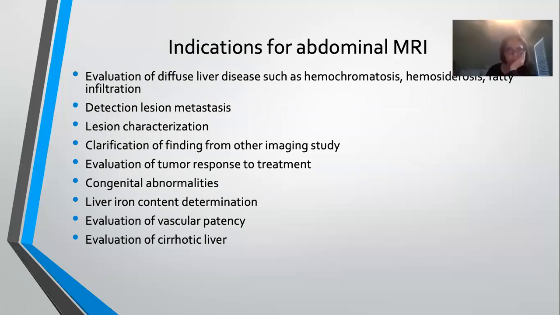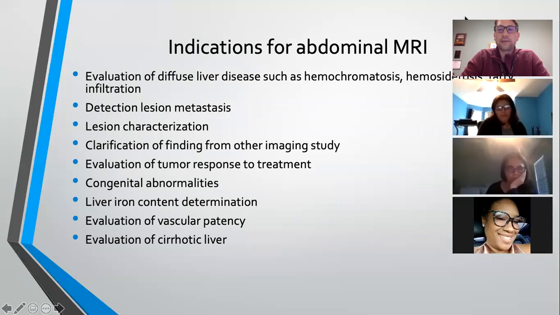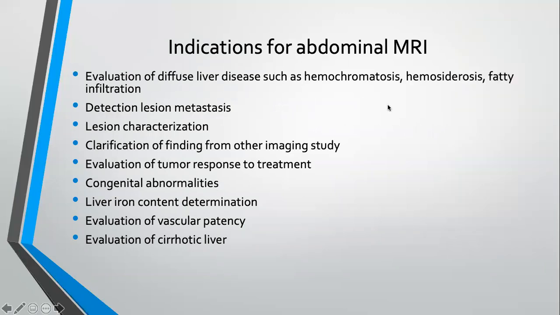All right, indications for abdominal MRI, there's millions. We could go on and on for days about all the different types of scans and indications. Most of the time when we're looking for liver disease, hemochromatosis, any type of fatty infiltrate or fatty liver, that's a reason. Lesion metastasis, lesion characterization, so diffusion scans are helpful in that.